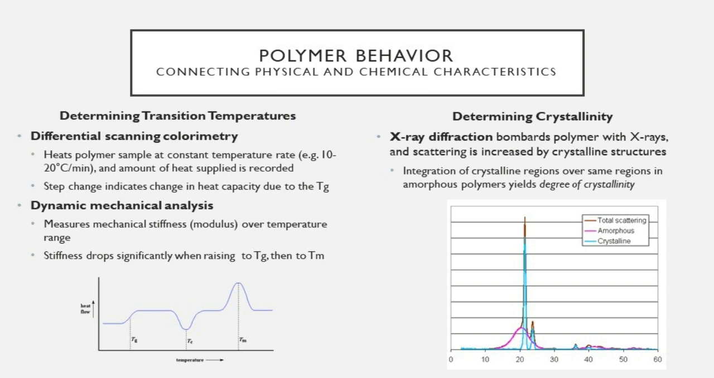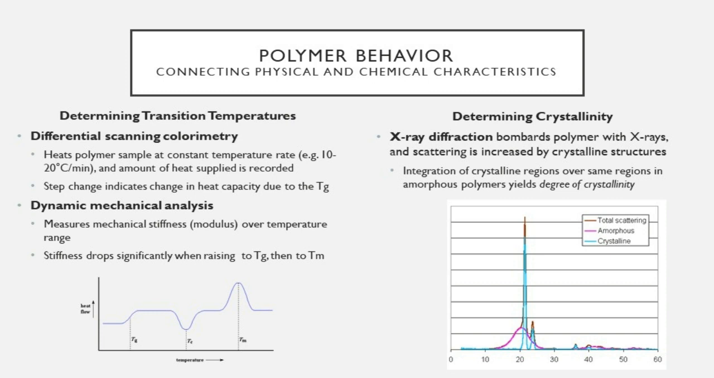The other method, dynamic mechanical analysis, I sometimes see dynamic thermal analysis as well, DTA, measures the mechanical stiffness or modulus of a polymer sample over a temperature range. When heating a semicrystalline polymer, the stiffness or modulus will first drop significantly, almost 3 orders of magnitude, first when reaching the glass transition temperature, and then finally the melting temperature that disrupts and gets rid of all the crystalline structures in that polymer, making it completely amorphous and rubbery again.